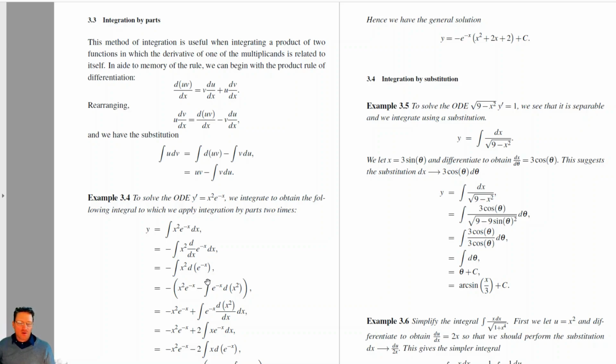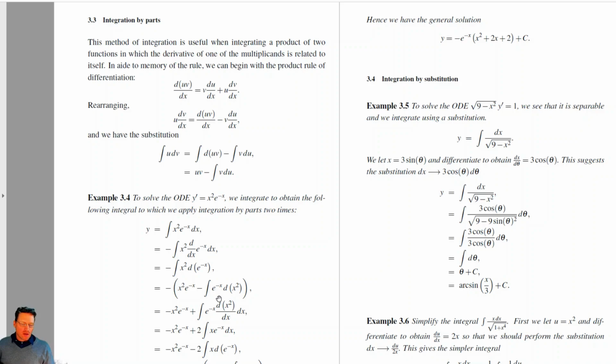Okay, now if we set this out as u, then we can just directly apply this rule of integration by parts and say that this part of it in brackets, pulling the minus sign out in front, is x squared e to the minus x, or uv, and then take the integral of v du.